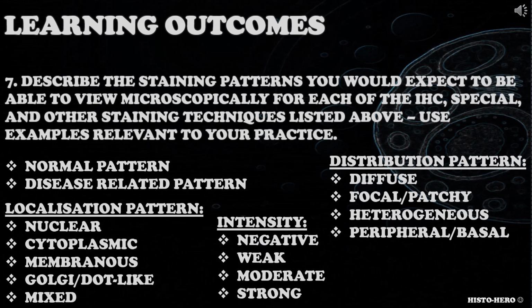The seventh learning outcome is for the candidate to describe the staining patterns you would expect to be able to view microscopically for each of the IHC, special, and other staining techniques listed above. Use examples relevant to your practice. What staining pattern would you expect to see on previously mentioned staining techniques? Consider normal and disease-related staining pattern, localization patterns like nuclear, cytoplasmic, membranous staining. Intensity of staining like negative, weak or strong, distribution patterns like diffuse, focal, or heterogeneous.